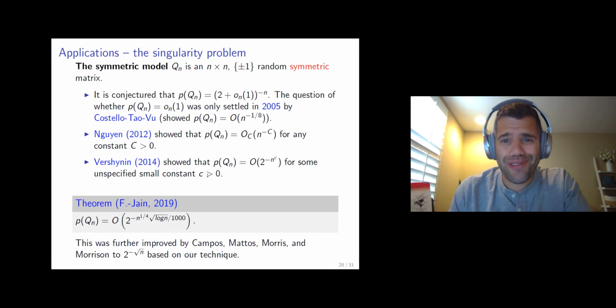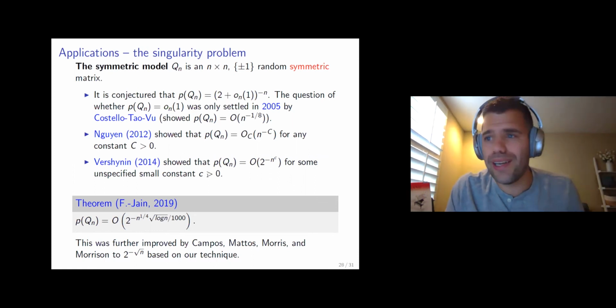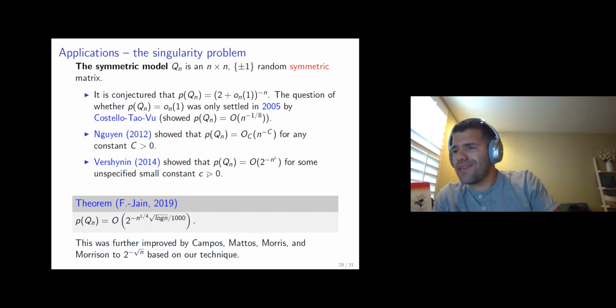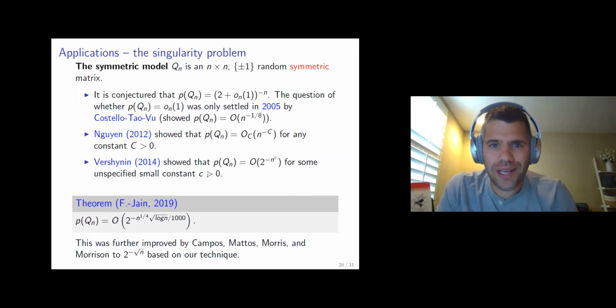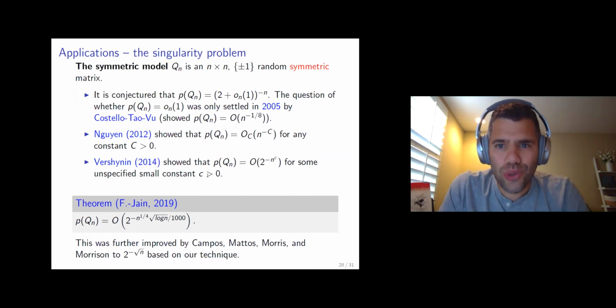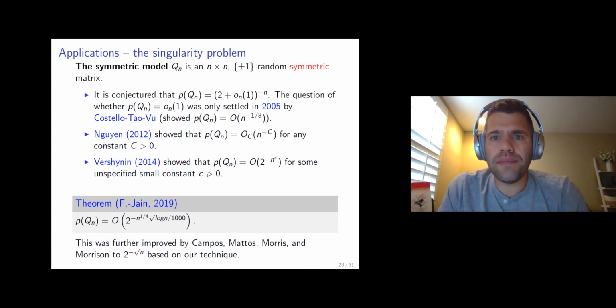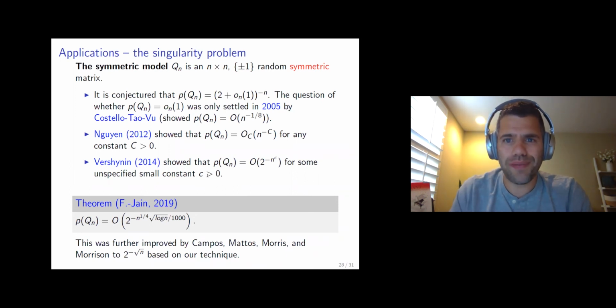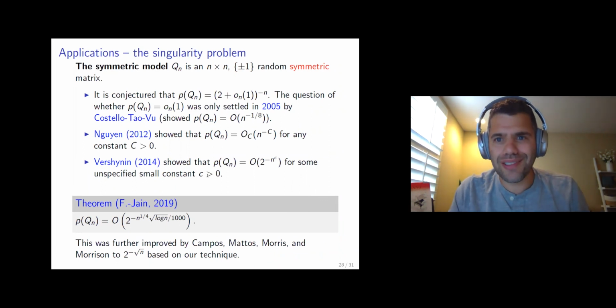And I thought that this is the end of the story. But last night, not based on our technique but on Tikhomirov's technique, Campos, Matos, Michelen, Jenssen, and Julian, sorry, I don't know how to pronounce his last name, showed that the singularity probability is actually exponential for symmetric matrices, quite impressively. So that's what I did most of yesterday. I just tried to read and understand the paper, 48 pages.